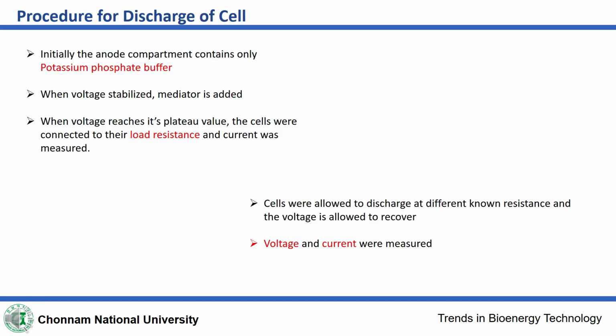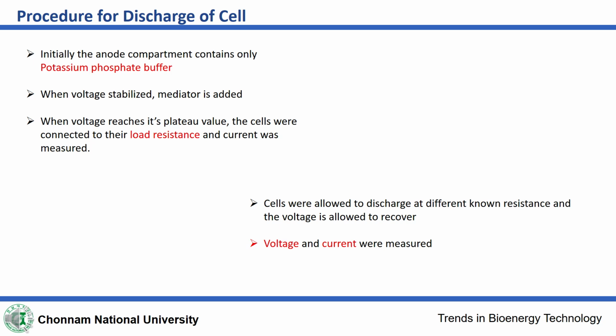Procedure for the discharge of cell. Initially, the anode compartment contains only potassium phosphate buffer. The cathode is set up in potassium ferricyanide. Voltage is measured using a voltmeter. When voltage is stabilized, the mediator is added.